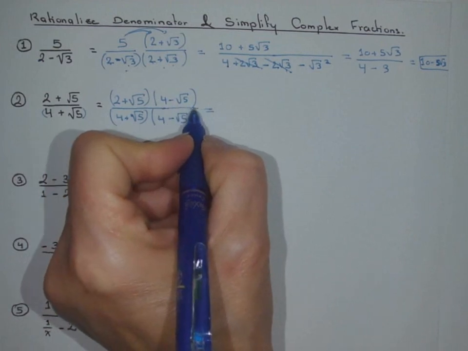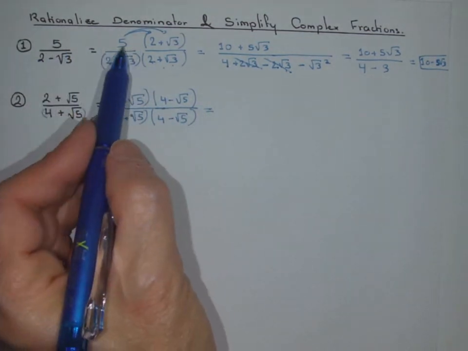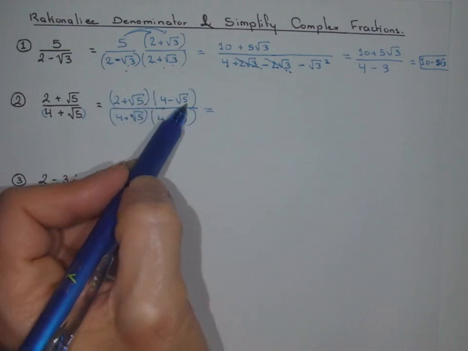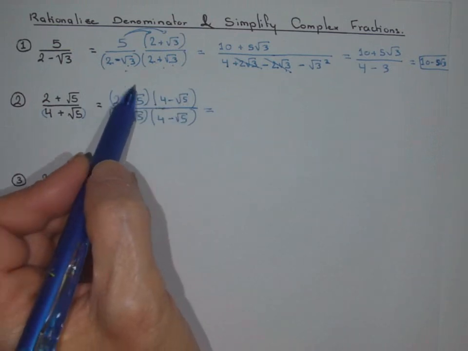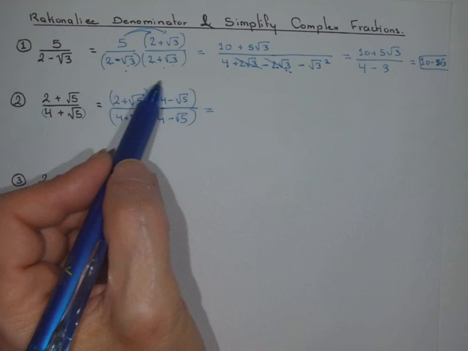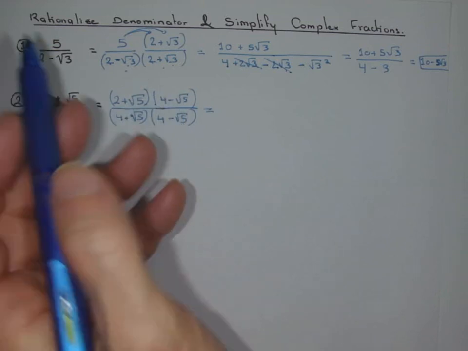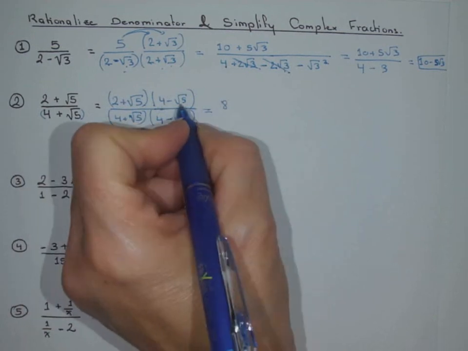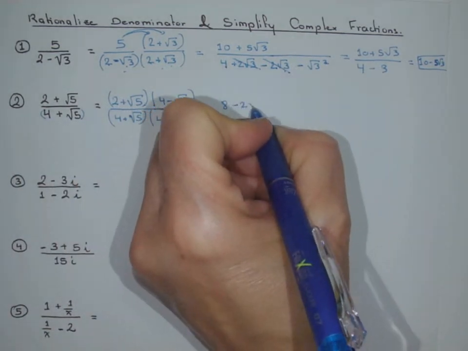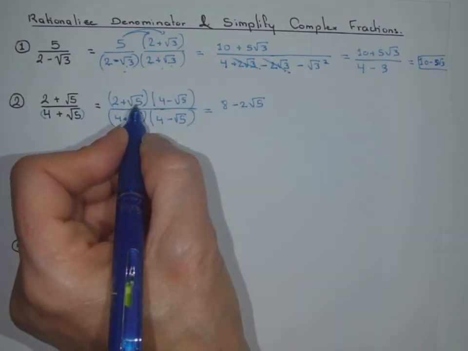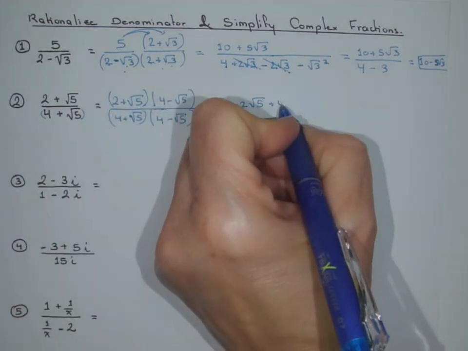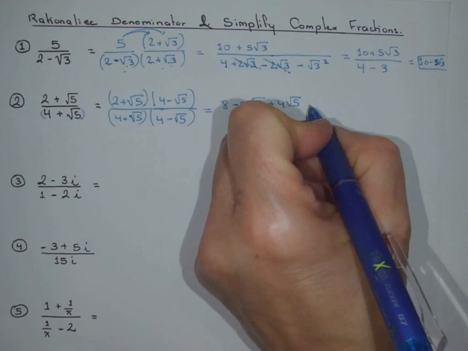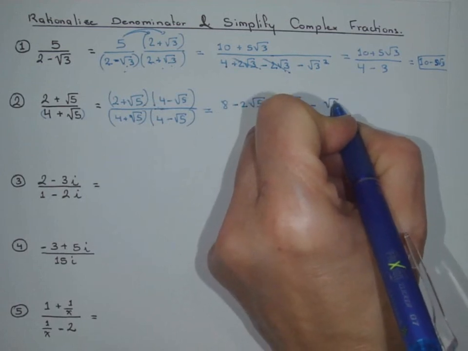Alright. Now, up here we just had a number, so we could just distribute it. But here now we have a binomial multiplied by a binomial, so we actually have to FOIL, right? So first, outer, inner, last. So 2 times 4 is 8. 2 times negative square root of 5 is negative 2 square root of 5. Then the square root of 5 times 4 will be plus 4 square root of 5. And then square root of 5 times negative square root of 5 is negative square root of 5 squared.